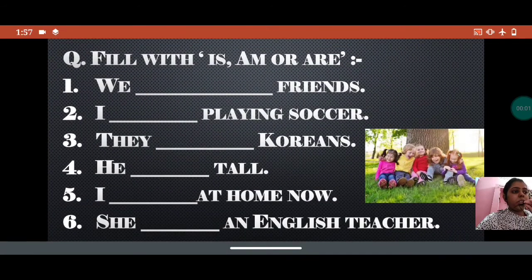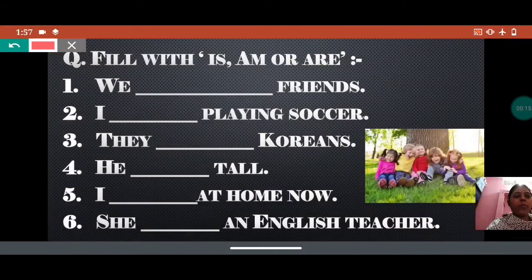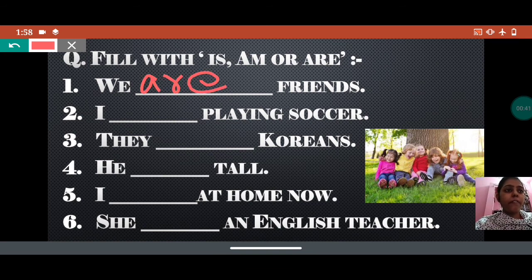Now students, we will discuss questions related to is, am or are, that is, they are helping words. Now number 1, we dash friends. Now students, I have already told you that we is used for plural noun. And when is we used? When we are included in that group. So we is used for plural noun, and for plural nouns we always use are. We are friends.